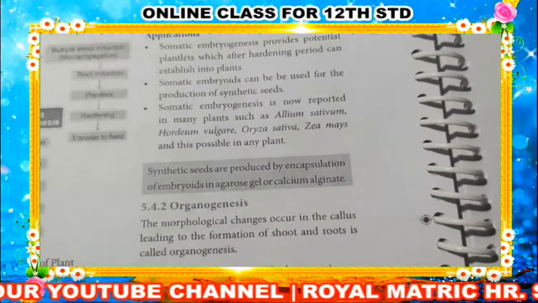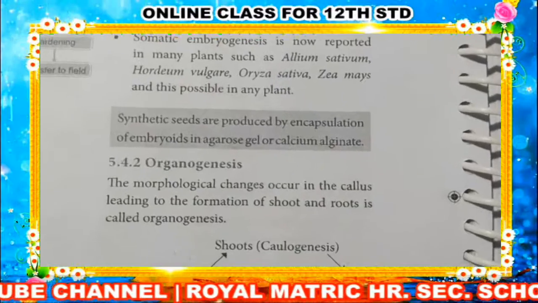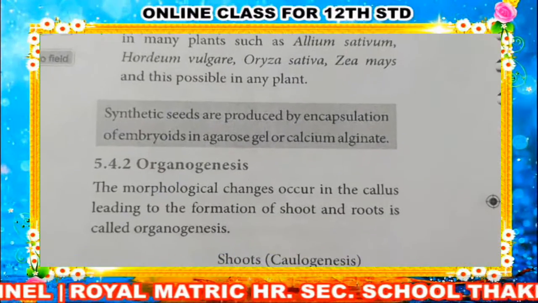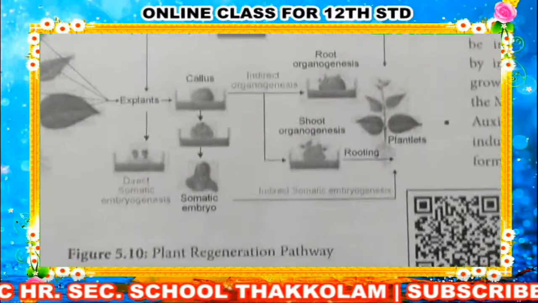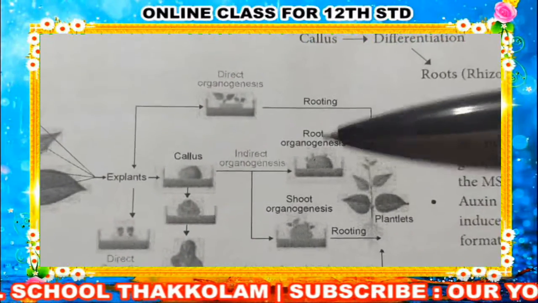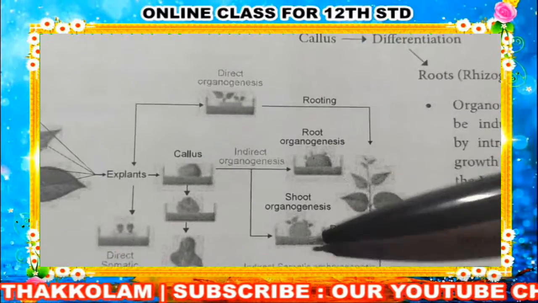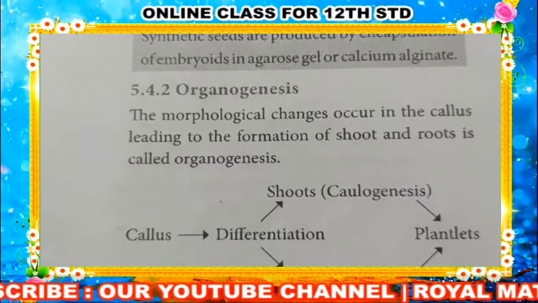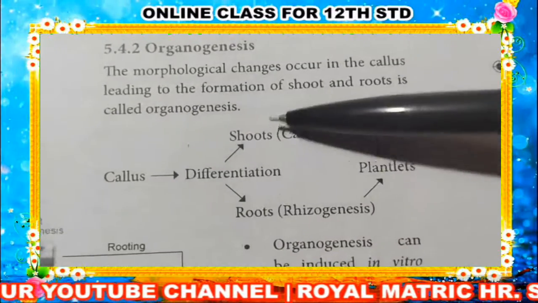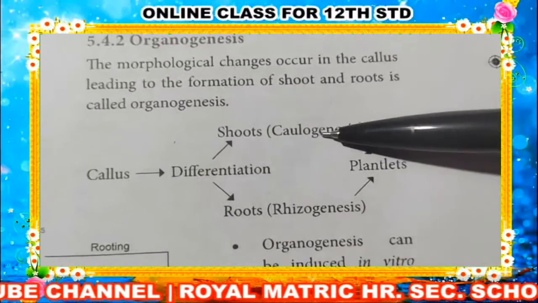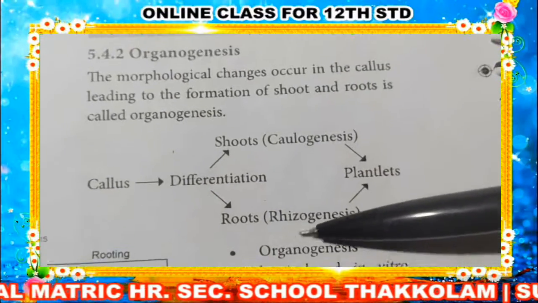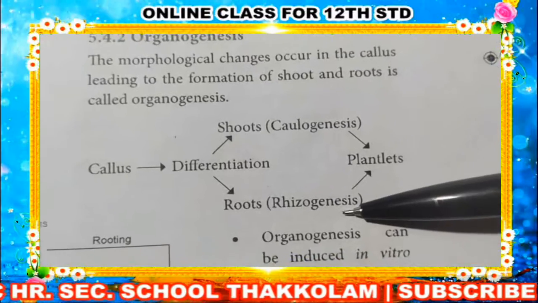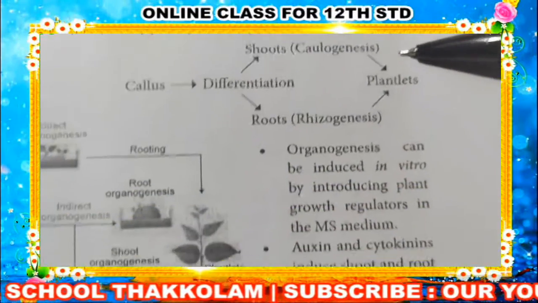Next is organogenesis. Organogenesis means the morphological changes that occur in the callus that lead to the shoot and the root. This organ formation of the shoot and the root is known as organogenesis. The callus is differentiated into shoots and roots. When it is differentiated into shoot, that is known as caulogenesis. When it is differentiated into root, that is known as rhizogenesis, and they form the plantlets.